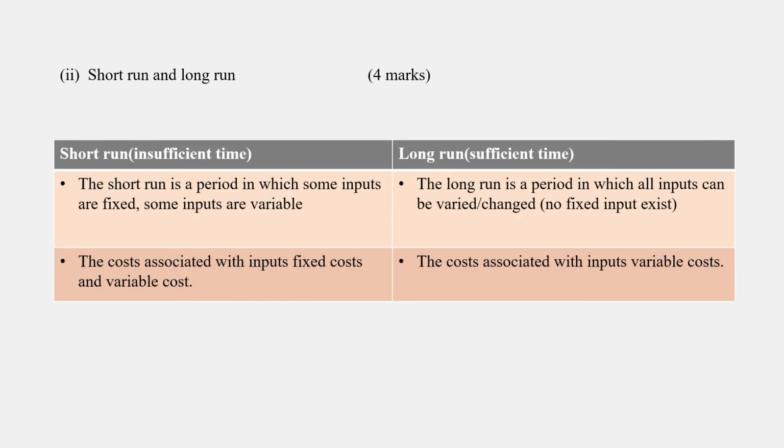Short run and long run. The short run is not sufficient time. The short run is a period in which some inputs are fixed, some inputs are variable. The costs associated with inputs are fixed costs and variable costs. The long run represents sufficient time. The long run is a period in which all inputs can be changed. The cost associated with inputs is variable costs.